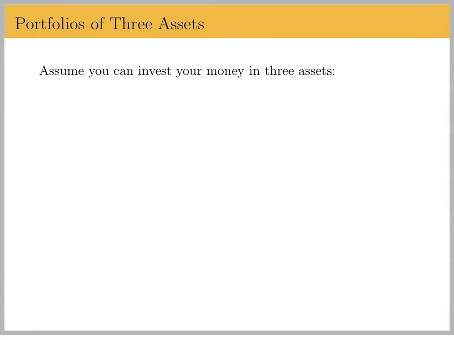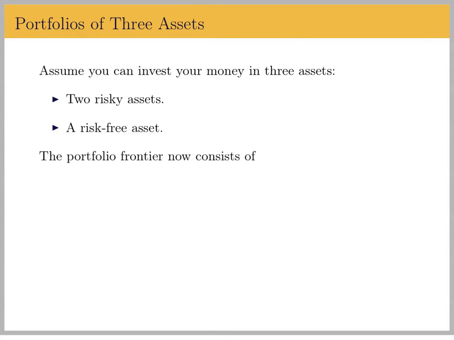So now let's move on to building portfolios of 3 assets, and this is actually not going to be much more difficult. We're going to put our money into 2 risky assets like we were just talking about, and then the third asset is going to be a risk-free asset, so we're going to combine these portfolios of 2 risky assets with a third asset that's risk-free.